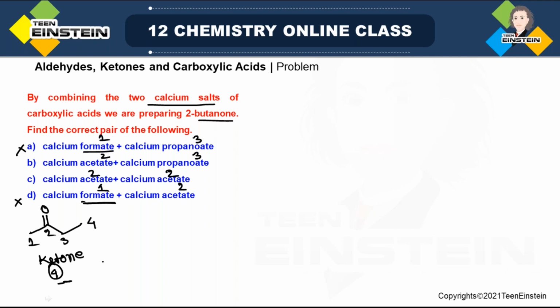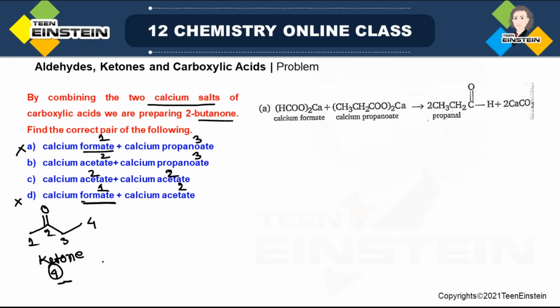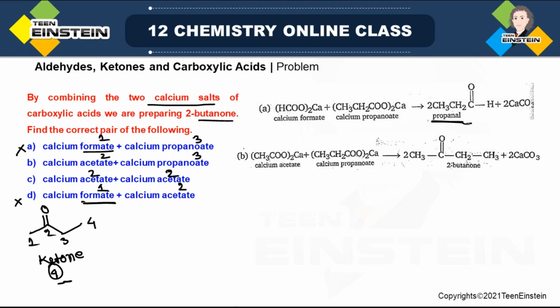If you are starting from 4, it will be 3 in the final. So based on this, you can choose the correct option. And here we have all the examples. The first one, calcium formate and calcium propanoate, you will end up with propanal. And the second one, that is actually the correct option.